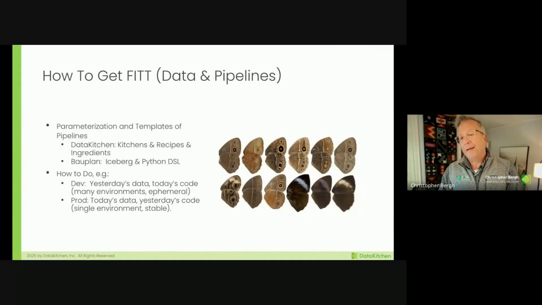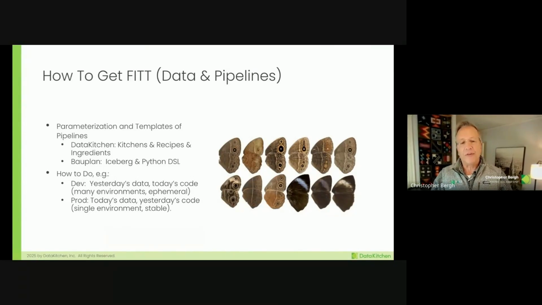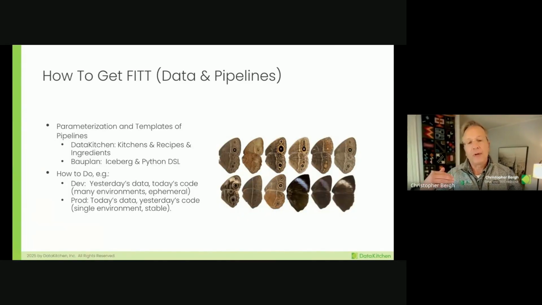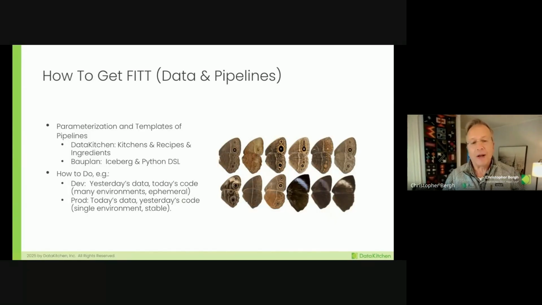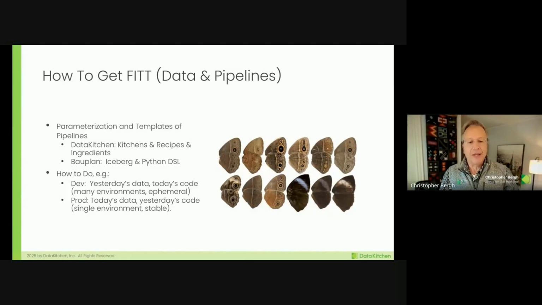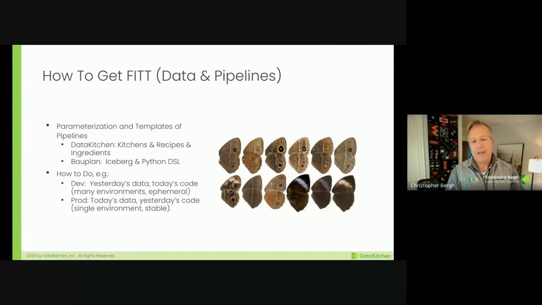The first thing in how to get fit is parameterization of your pipelines. In our automation software, we have this idea of kitchens and recipes and ingredients. There's another company I like called BioPlan, which uses Iceberg and a Python DSL to do that. Again, this is a technique, it's not super proprietary rocket science. And think of it this way: in development, I want to use yesterday's data in today's code, where I have these ephemeral hardware environments that I'm spinning up and spinning down.